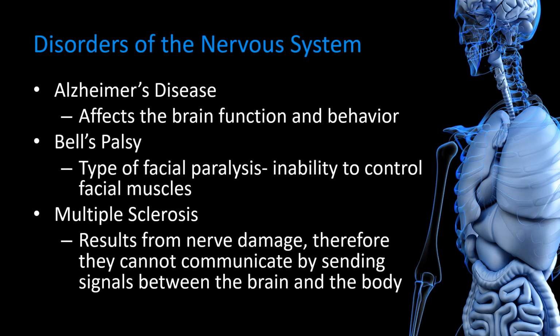The last aspect will be talking about the disorders of this nervous system. The first disorder is Alzheimer's disease, which affects brain function and behavior. It also affects the brain's memory input, so many older generations are affected by Alzheimer's disease.